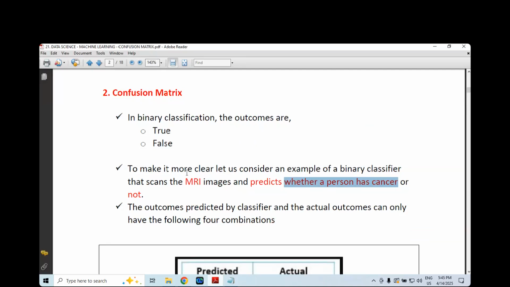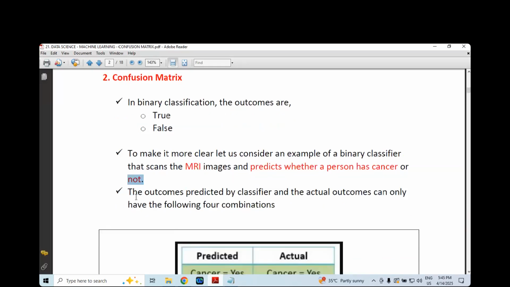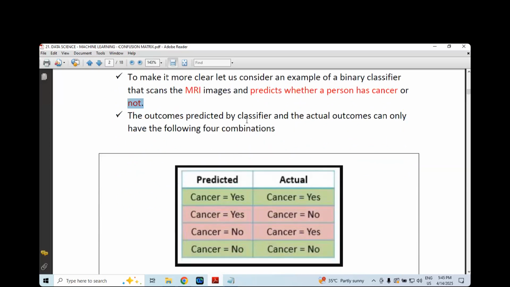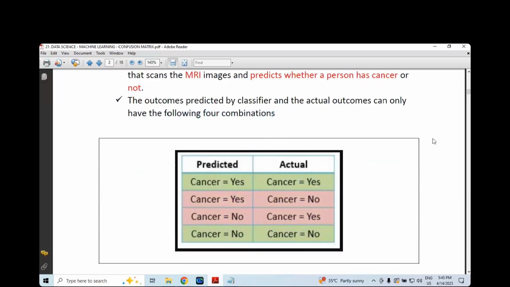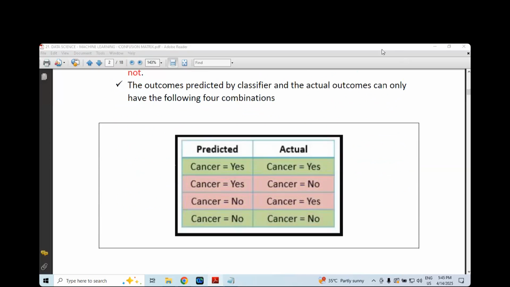To make it more clear, let's consider an example of a binary classifier that scans MRI images and predicts whether the person has cancer or not. The outcomes predicted by the classifier and the actual outcomes can only have the following four combinations. Please focus on the combinations.